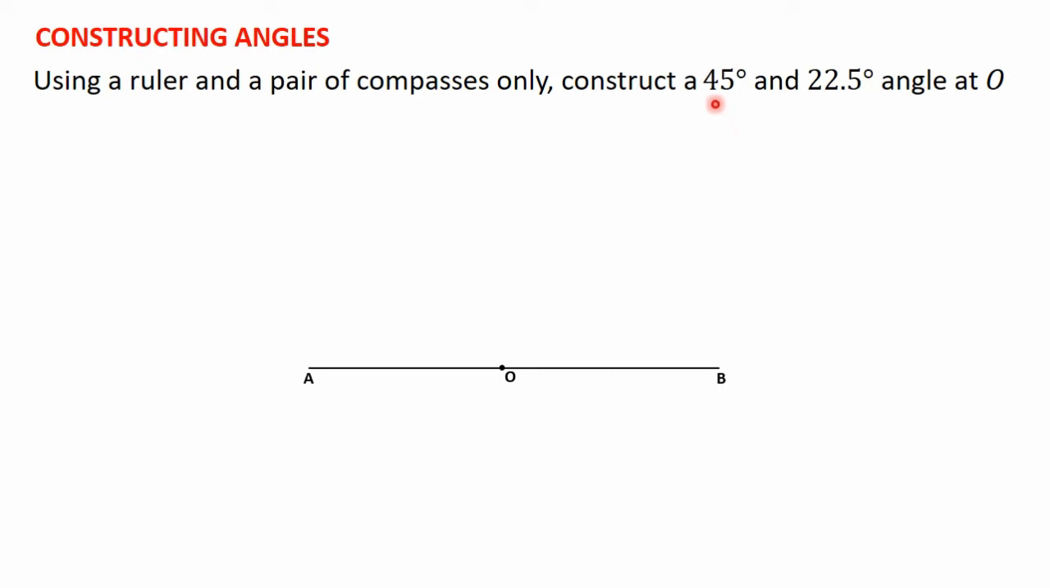So if we are going to construct a 45 degrees angle at point O, we will first have to construct a 90 degrees angle at point O. We learned how to do that in the previous video, so we will go over it quickly in this video. To construct a 90 degrees angle at point O, the first thing you do is to put the needle of the compass on point O. Then you adjust your compass to a reasonable radius. Then after that, you turn the compass and you construct a semicircle on the line AB.